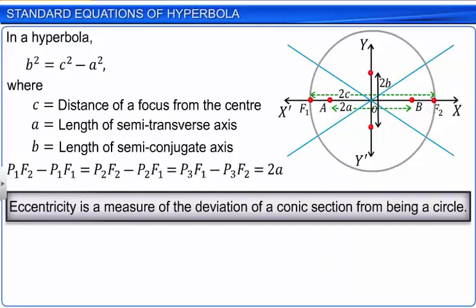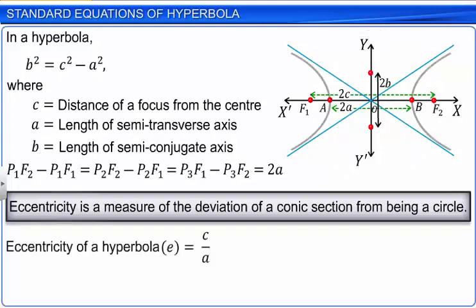Eccentricity is an important concept associated with all conic sections, including a hyperbola. It is a measure of the deviation of a conic section from being a circle. The eccentricity of a hyperbola is denoted by e and is equal to the ratio of the distance of a focus from its center and the length of its semi-transverse axis. From the expression for eccentricity, we get c is equal to ea. Thus, the distance of a focus from the center of a hyperbola is equal to the product of its eccentricity and the length of its semi-transverse axis.